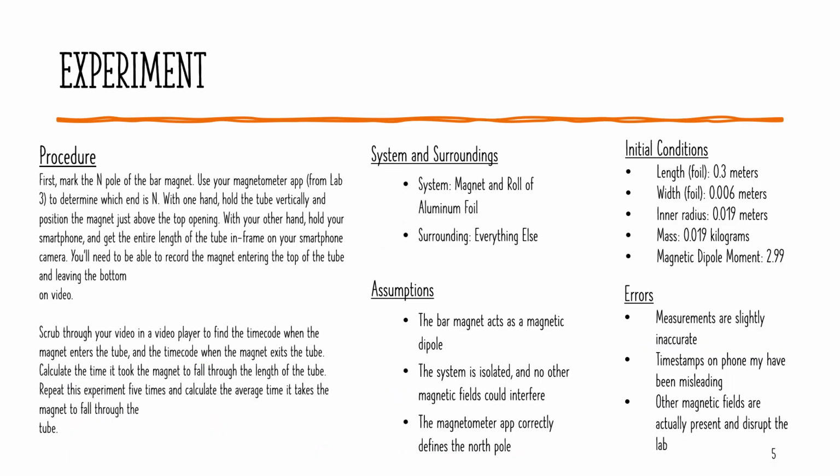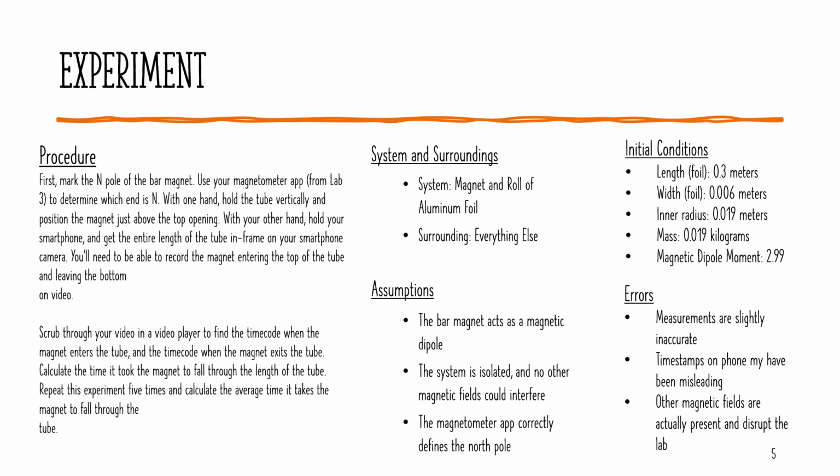This is the procedure for the experiment. First I had to mark the north pole of the bar magnet. I used the magnetometer app to determine which end was actually the north. Then I held the tube vertically and positioned the magnet just above the opening. I used my smartphone to record all of this, and then finally I dropped the magnet from the top and let it go all the way through to the bottom.